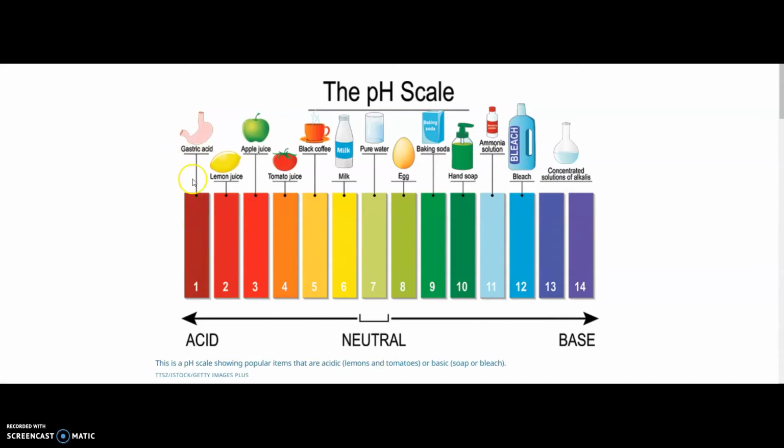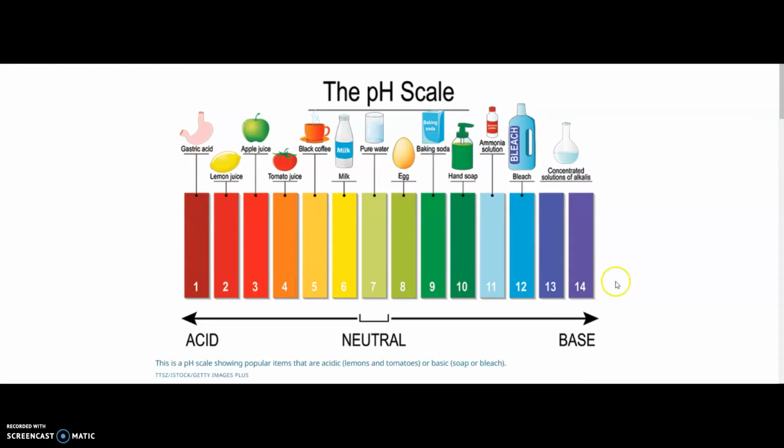So we see gastric acid is the most acidic on this pH scale that we're looking at. The closer to 7, the closer to neutral that the solution is, the less acidic it's going to be considered. So milk is much less acidic than lemon juice, but still acidic. Anything that is to the right or higher than the number 7 is going to be considered basic or a base.